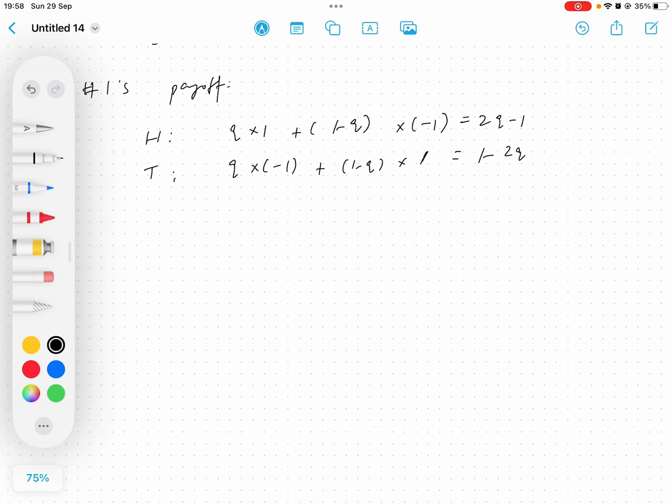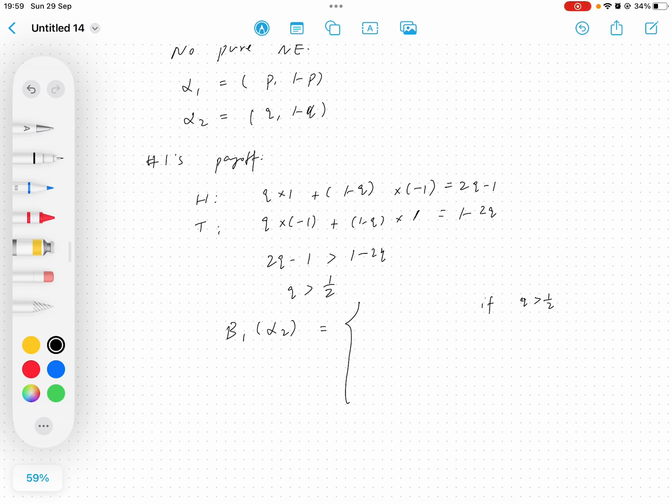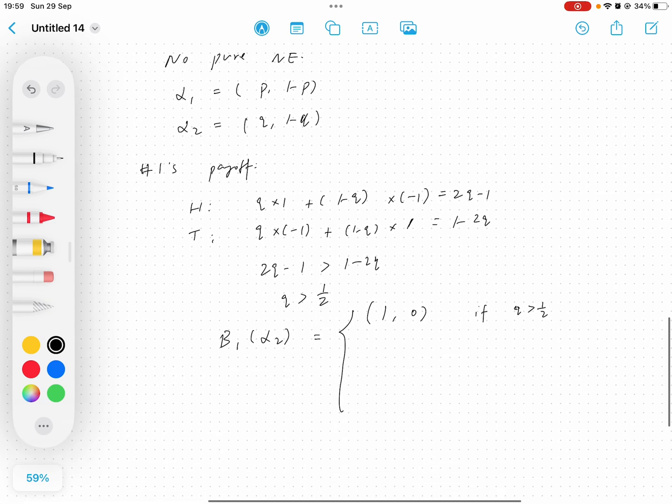And we can preliminarily compare those things, right? So if we want 2Q minus 1 to be greater than 1 minus 2Q, then we get Q is greater than 1 over 2, right? And this is really straightforward. So more rigorously, we can write the best response of player 1 given alpha 2, player 2's mixed strategy. So it would be, if Q is greater than a half, player 1 should just let P be 1, right? And 1 minus P be 0, okay? So to play H, right?